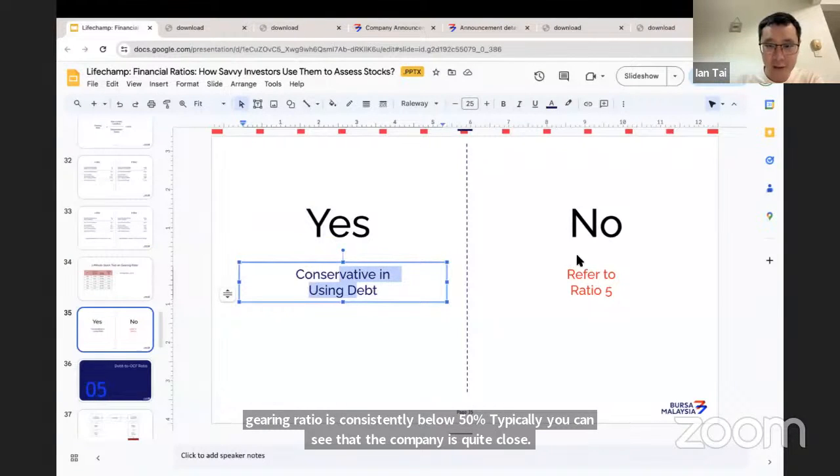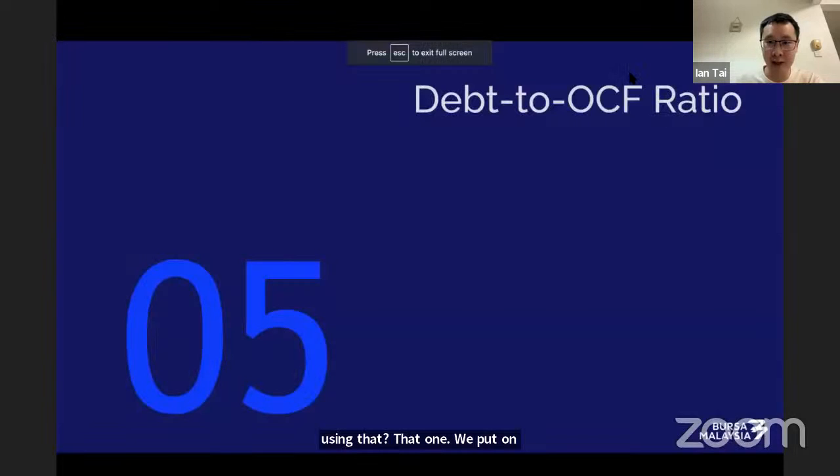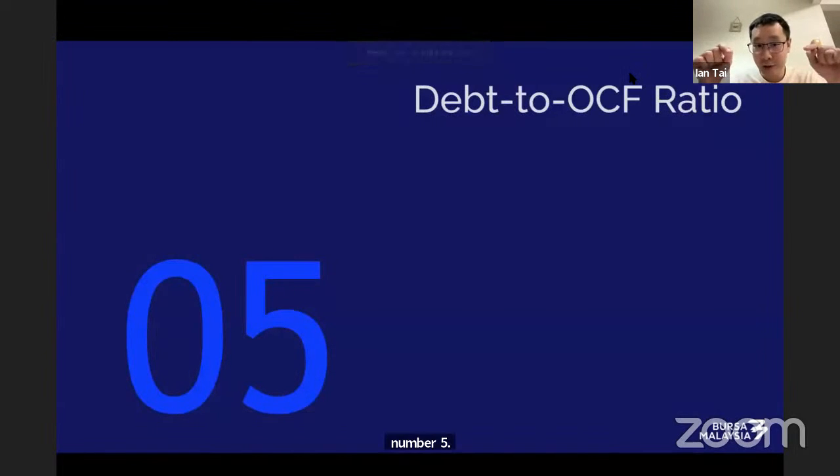Otherwise, if you have a company that is quite high in terms of gearing ratio, does that mean that it is very aggressive in using debt? That one, we put on hold first because there is another ratio that we need to calculate, and that is ratio number 5, which we are going to do right now. Ratio number 5 is the debt to operating cash flow ratio.